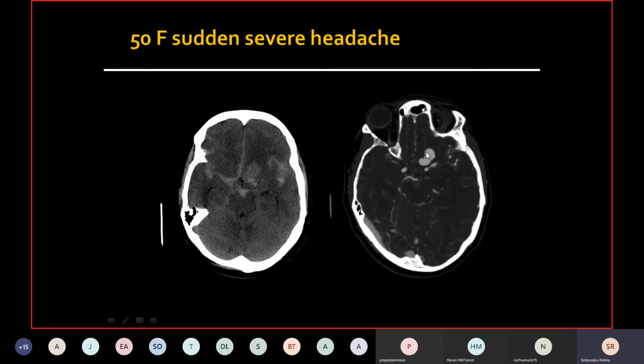And in this patient, what we're seeing here is an ICA aneurysm, which is the cause. You can actually see the aneurysm here on the non-contrast CT, but I can see that this could also be interpreted as a hemorrhage. So it's difficult to call this an aneurysm on the non-contrast CT, but the CTA clearly shows the aneurysm.